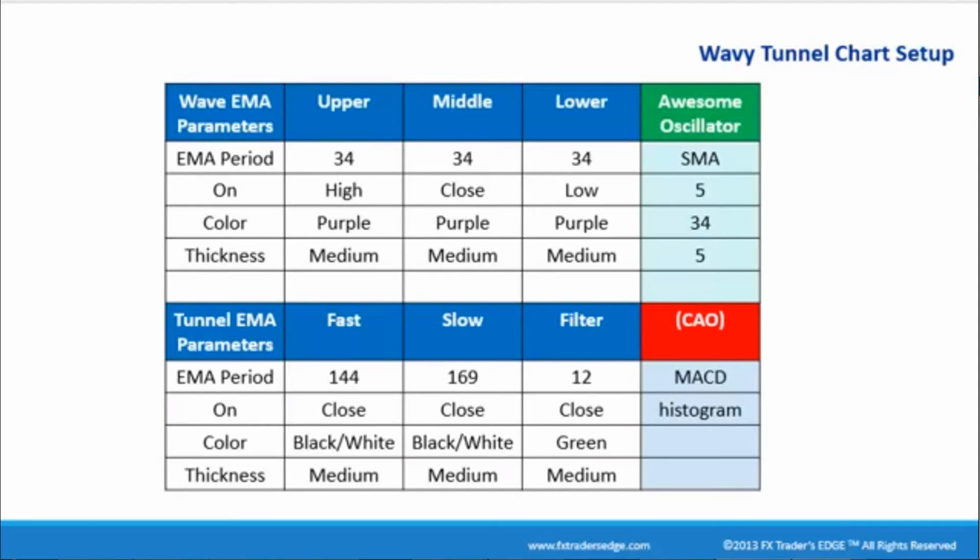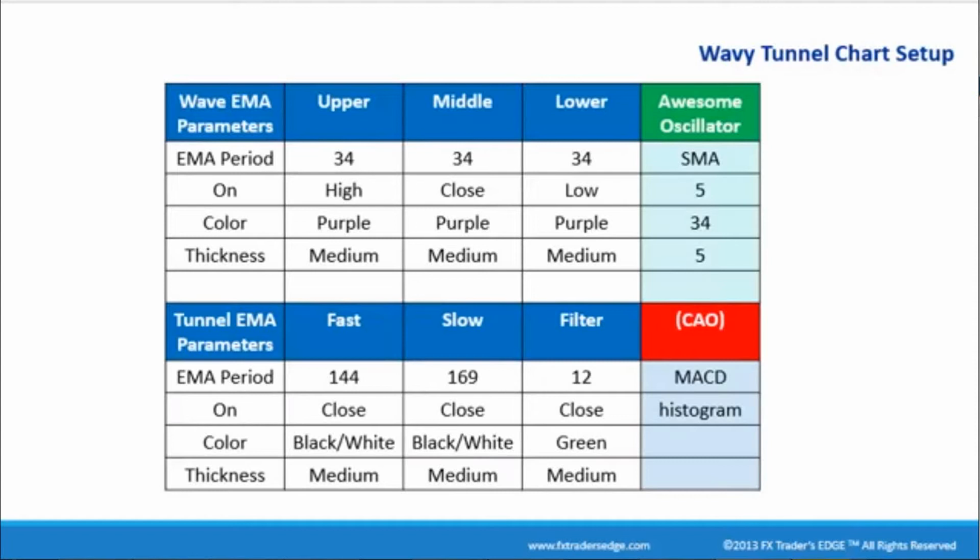That way you can produce the template for every time frame or market you plan to trade using the wavy tunnel system. Notice the last column where it says Awesome Oscillator. The Awesome Oscillator, also known as the CAO, which stands for Chaos Awesome Oscillator, uses the 5-34-5 simple moving average, where the third 5 is the signal line on the histogram. It is a MACD histogram, so a 5-34-5 MACD is similar, but you must make it a histogram.